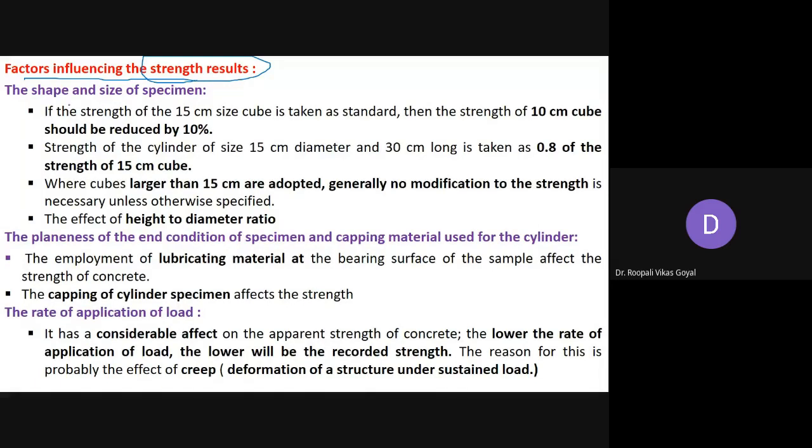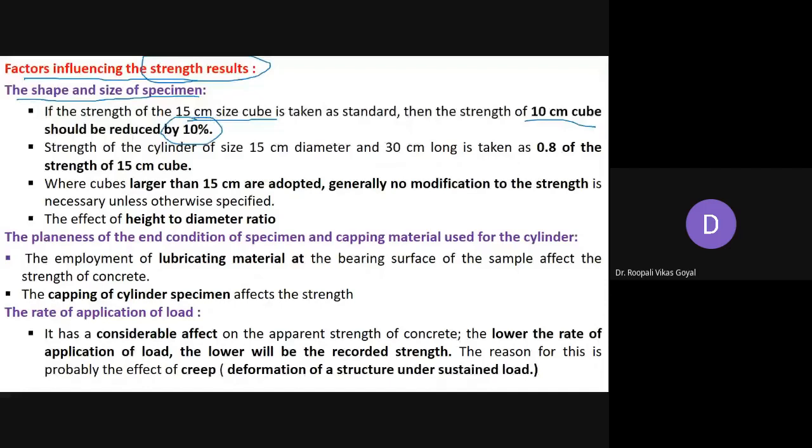So the first important thing is shape and size of specimen. We have just discussed that specimens are different in different cases. So generally if the strength of a 15 centimeter size cube, 15 by 15 by 15, is taken as standard, the strength of the 10 centimeter cube should be reduced by 10%. That is the thing. So here there is the effect of height to diameter ratio.